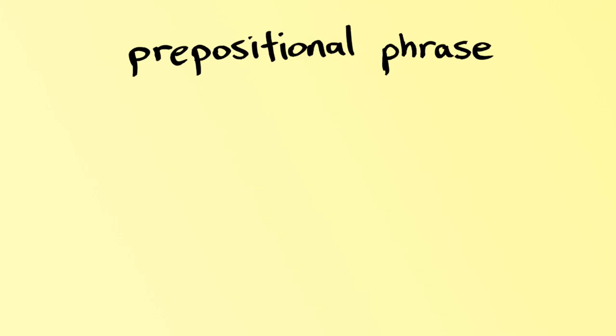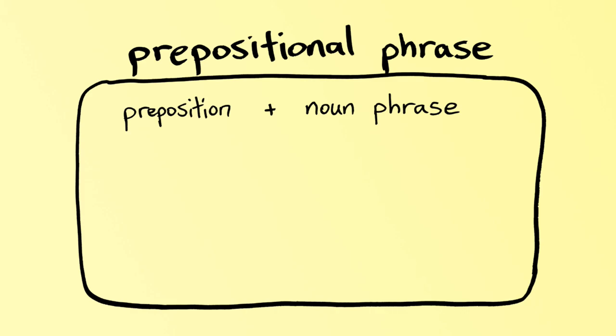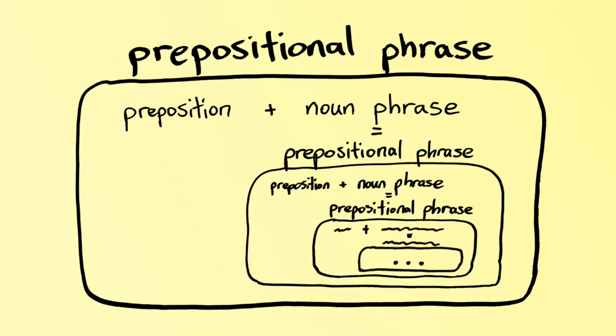A prepositional phrase has a preposition and a noun phrase, and that noun phrase can be a noun or it can be a prepositional phrase. If it's just a noun, then the recursion is terminating. If the prepositional phrase has another prepositional phrase in it, then it's calling another level of nesting.